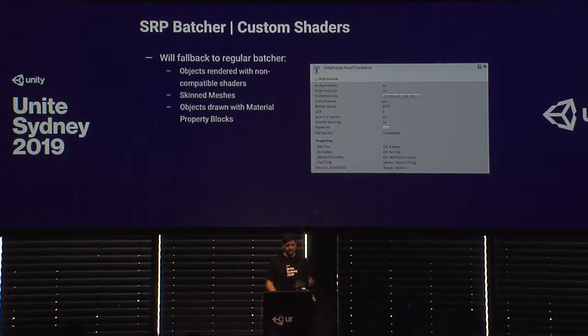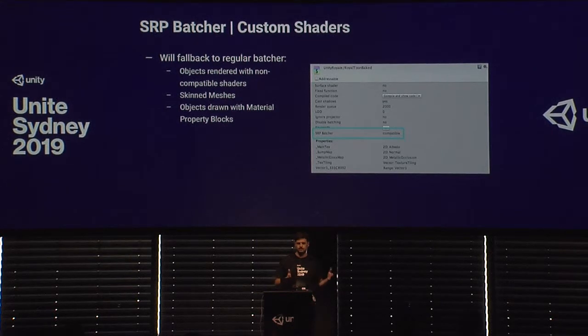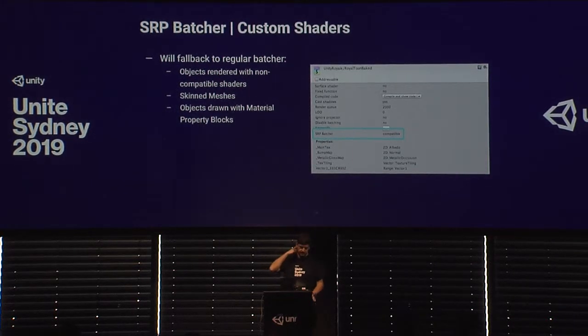And to see if a shader is compatible with the Batcher, all you need to do is to select the shader, and in the inspector you will see this one line. And if it's not, Unity will just default to the regular Batcher that we had before. So some objects like skinned mesh renderers, objects drawn with material property blocks, some of these objects are not compatible with the new SRP Batcher.